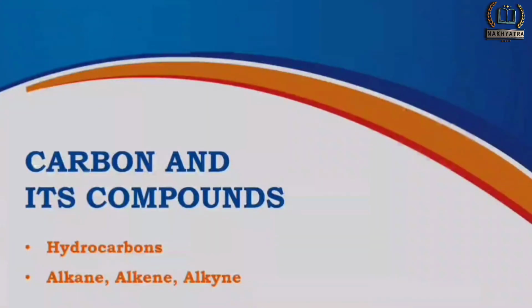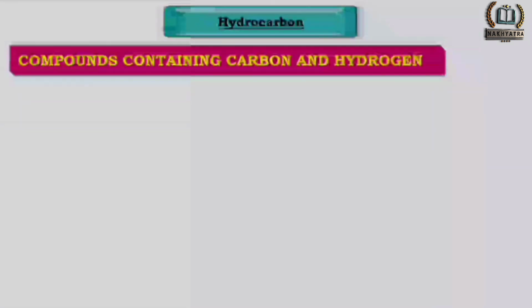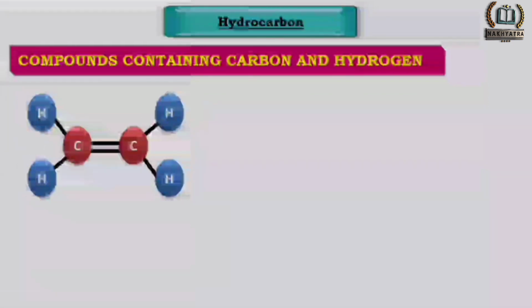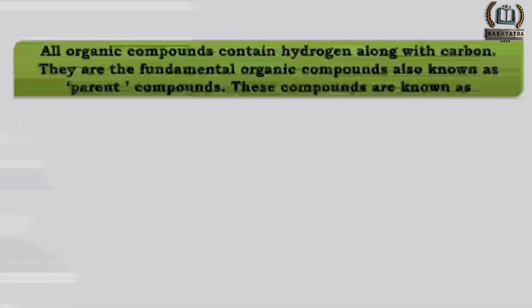Now we will study about hydrocarbons, alkane, alkene and alkyne. First we will see hydrocarbon: compounds containing carbon and hydrogen. One example is shown here where the carbon atoms are bonded with hydrogen. All organic compounds contain hydrogen along with carbon. They are the fundamental organic compounds, also known as parent compounds. These compounds are known as hydrocarbons.